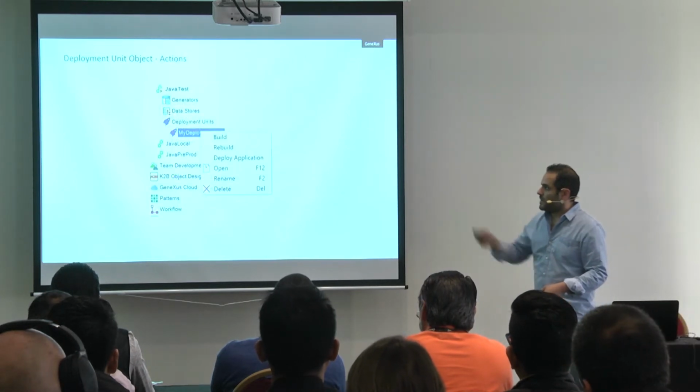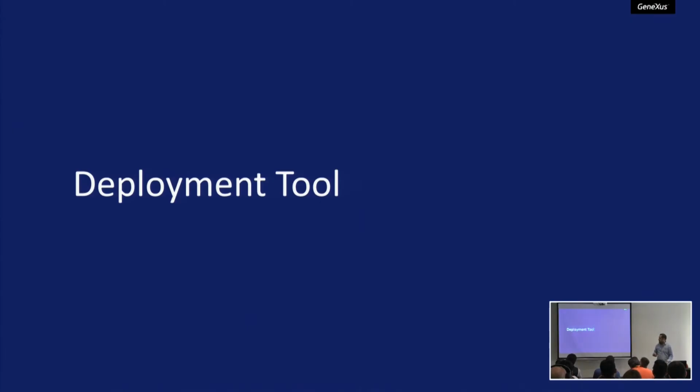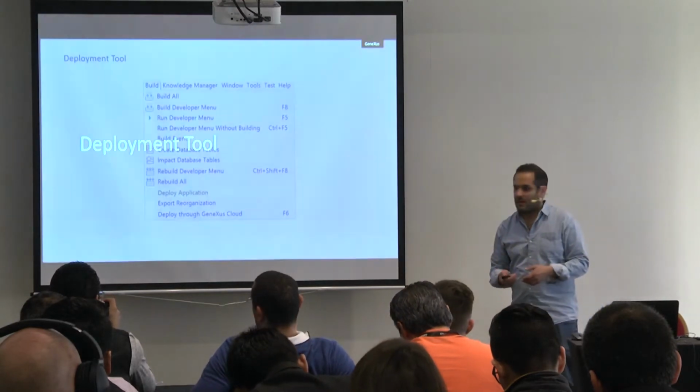And once we have the deployment unit, what we have to do is carry out an action on the deployment unit. We can do build or rebuild of the objects that are included there. You'll build everything that is necessary. And the third action is deploy application. And there we are truly going to deploy to the server. And that's where the deployment tool comes in. We've already defined what we're going to deploy. Now we're going to define how and where.